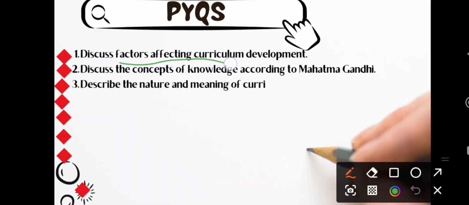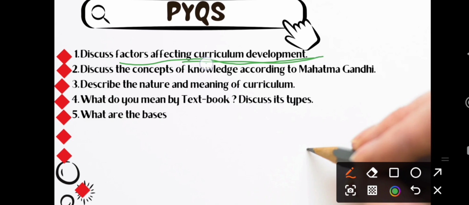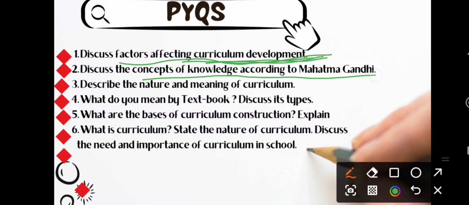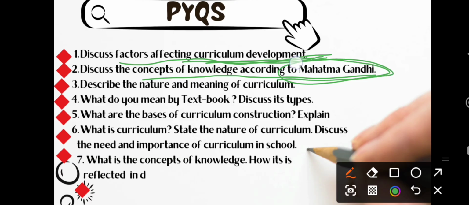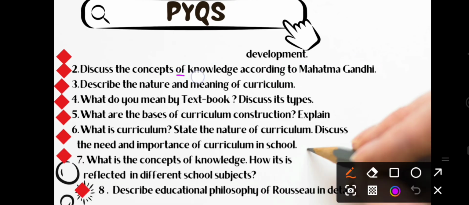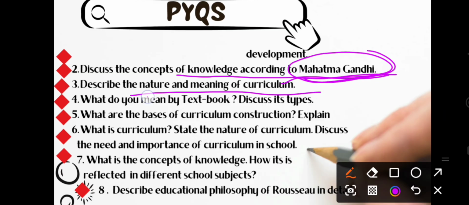So basically we have to explain the curriculum and curriculum development and its factors. Okay. Question number 2, discuss the concepts of knowledge according to Mahatma Gandhi. So basically we have to explain the educational philosophy of Mahatma Gandhi. Question number 3, describe the nature and meaning of curriculum. So similarly, the question is the same as question number 1, explain curriculum and its meaning and nature.